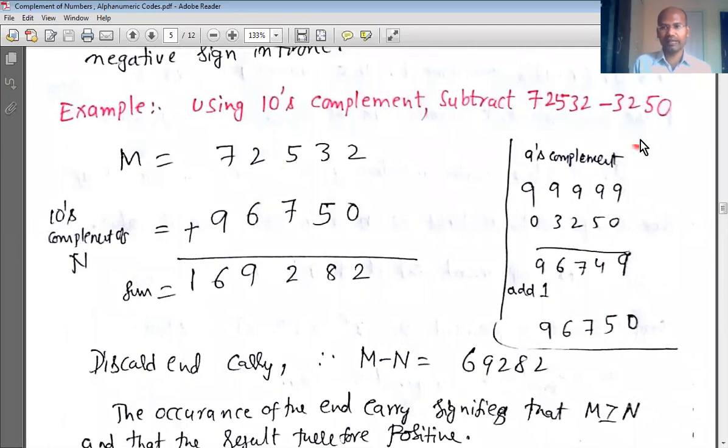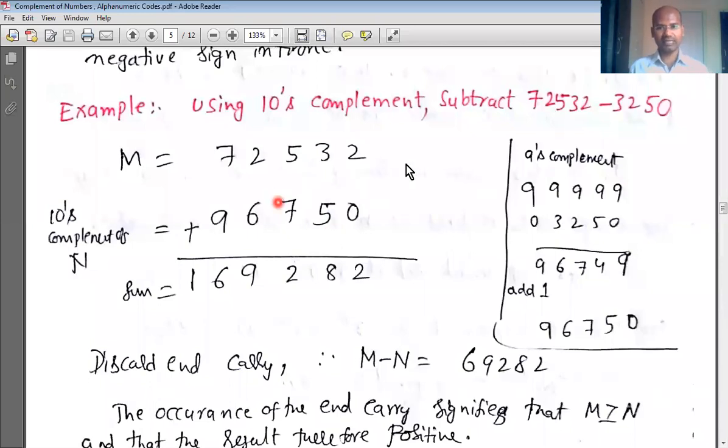Now this is one example. Using tens complement, subtract 3250 from 72532. We have to subtract this number from this number using the tens complement method. Now we should not use the normal subtraction process. We have to use the complement method to find the subtraction. That is the thing, right?